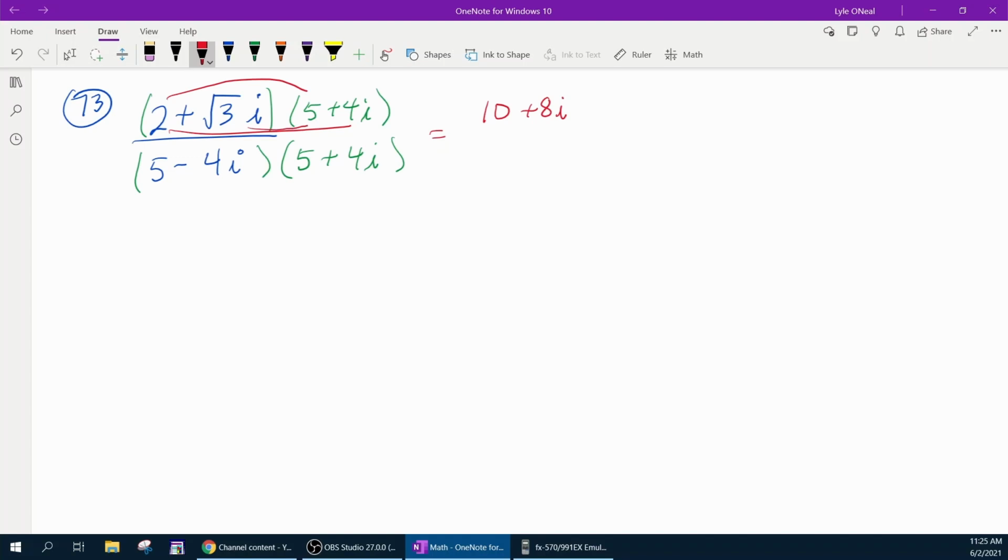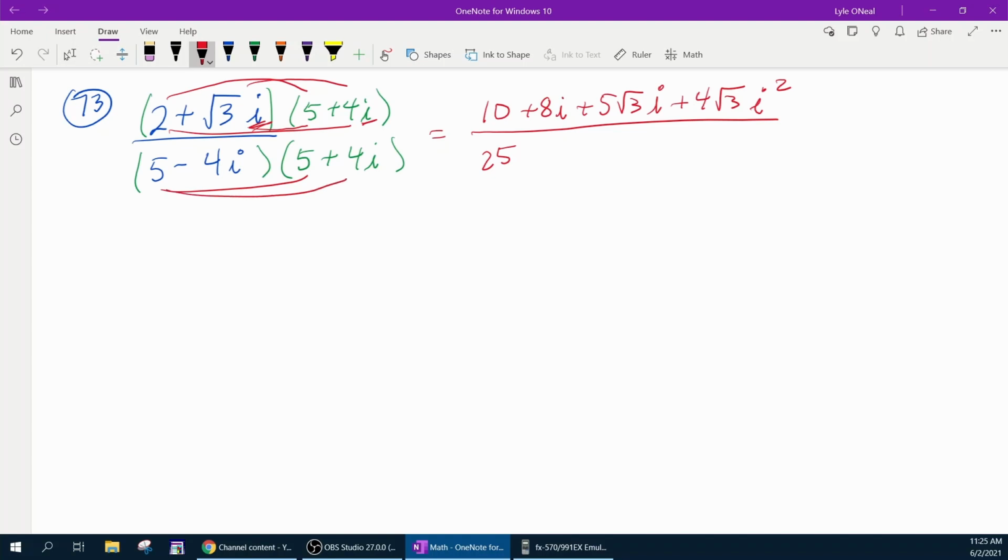On the inside, now this is where things get interesting, 5 times square root of 3 is just 5 square root of 3i. And then last but not least, 4 times square root of 3 is 4 square root of 3, but we have i times i, which is going to give us an i squared. All over, in the denominator, 5 times 5 is 25.